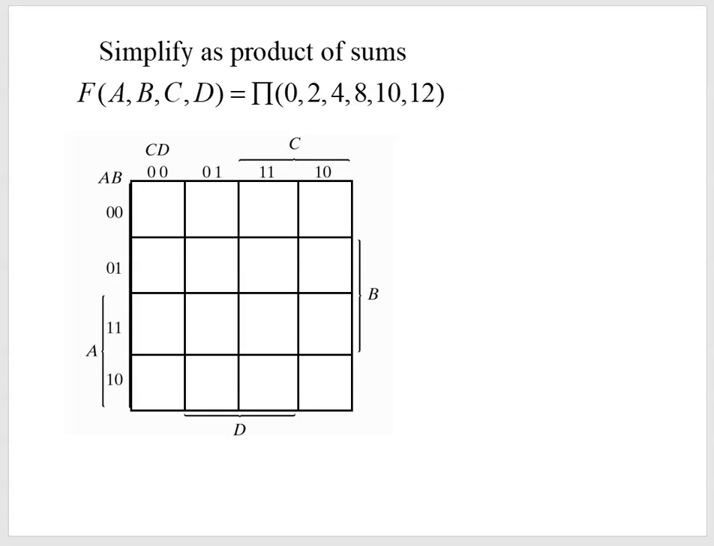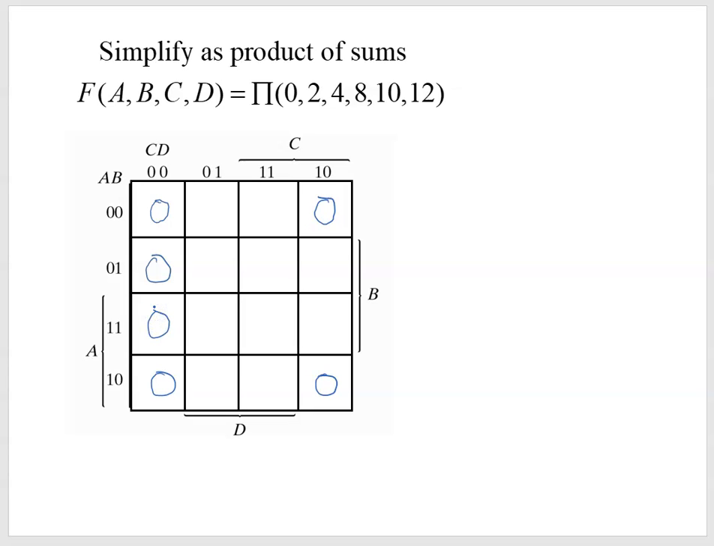Let's take a look at a couple more examples of product of sum simplification. We're given this function f in terms of a, b, c, and d, but we're given it as a product of max terms. At these max terms, we're going to load a 0 into our map. So we'll load a 0 into max term 0, max term 2, max term 4, max term 8, max term 10, and max term 12.